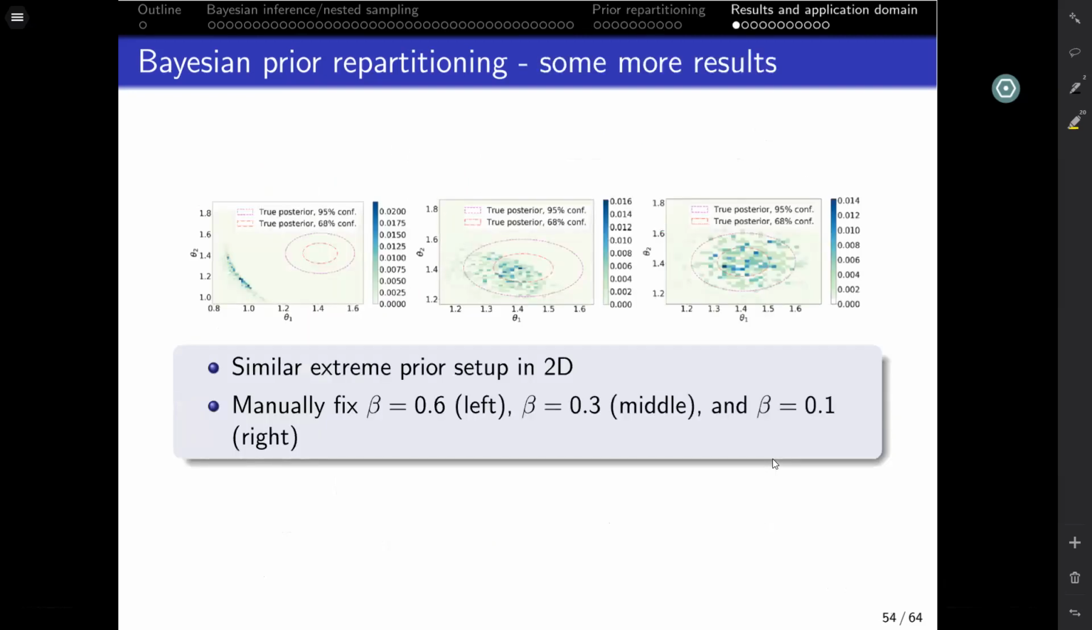This is another 2D illustration of a similar extreme case. We manually fix beta equal to 0.6. You'll find those sample points concentrating far from the truth. So here is the center of the truth, and this is the 68% confidence area of the truth. And if we continue lowering the value of beta, you'll find the density of points concentrating in the correct region.